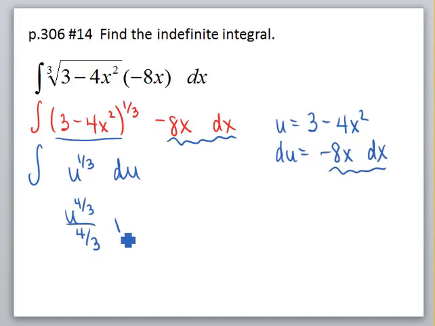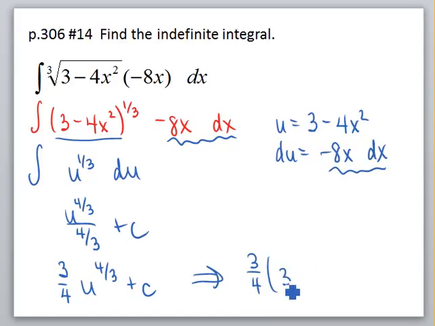So now I'll just raise this by 1 and put it over it. This is an indefinite integral, so I have to remember to put my plus c. And so I get 3/4 u to the 4/3 plus c. Now we're not supposed to leave our answers in terms of u because it was x's to start with. So my final answer would be 3/4 times 3 minus 4x squared to the 4/3 power plus c.